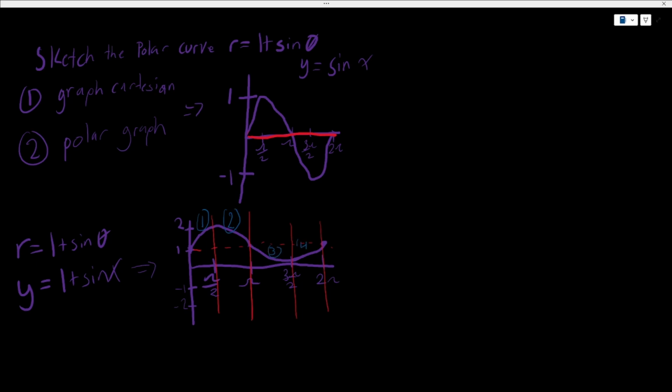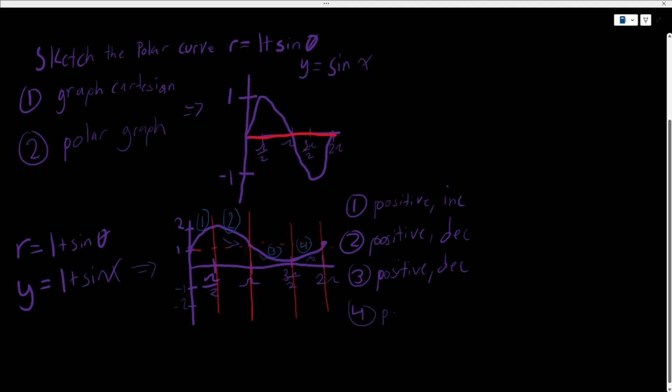3, and 4. So for our first section, we have a positive number because we're above the x-axis, and our slope is increasing. For our second section, still positive because we're still above the x-axis, but this time our slope is decreasing. For our third section, we're still positive, and we are still decreasing. And for our fourth, we're positive still, and we're increasing.